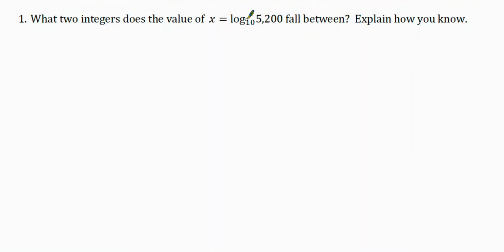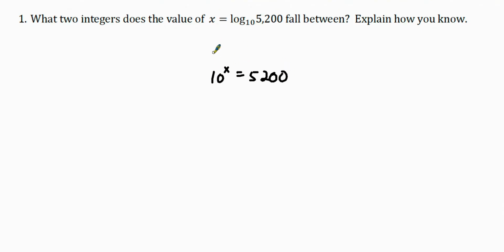All right, on number 1, we have to interpret the meaning of this statement, x equals log base 10 of 5200. So if we think about this as an exponential equation, this is really saying 10 to what power equals 5200. Remember, a log is always equal to an exponent.